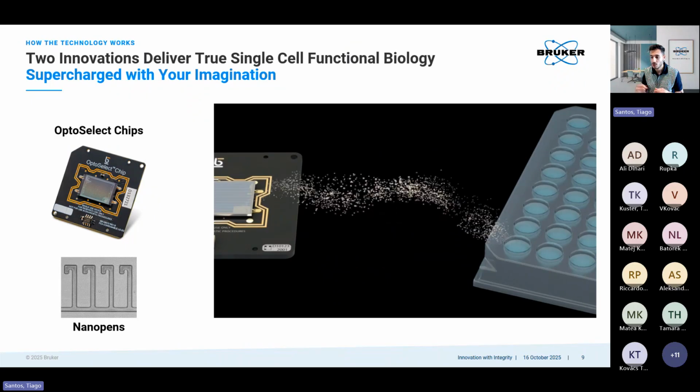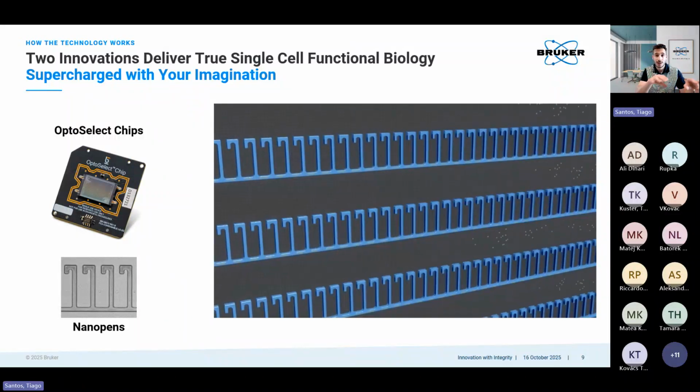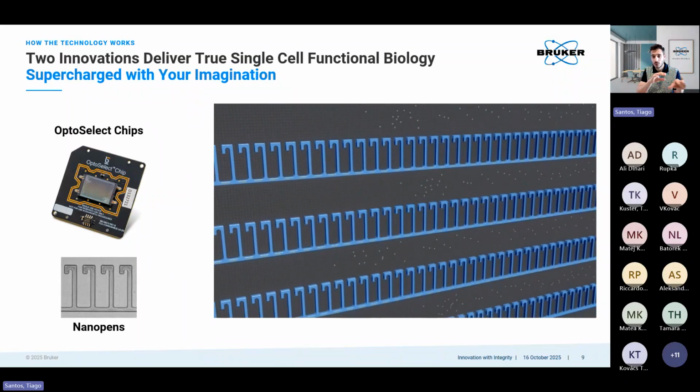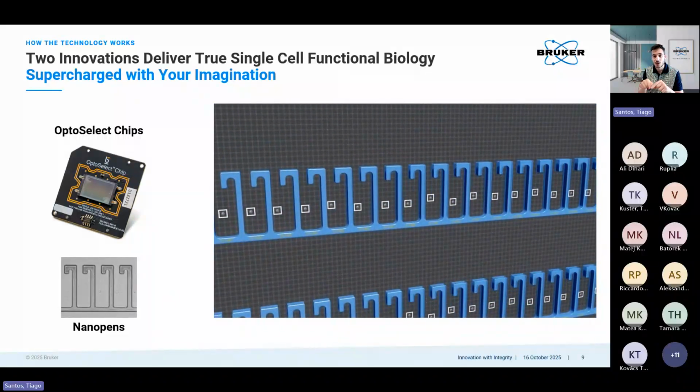What you're seeing here is loading the sample into the chip, and then the cells will flow within media, because we have a perfusion of media across the corridors. And now what we'll see is a sort of light cage that goes around the cells and selectively picks each of the single cells and loads them in each of the nanopens. And this is tied to what I mentioned regarding one of the major innovations of the platform. You have deterministic control over the single cells that you want to analyze.